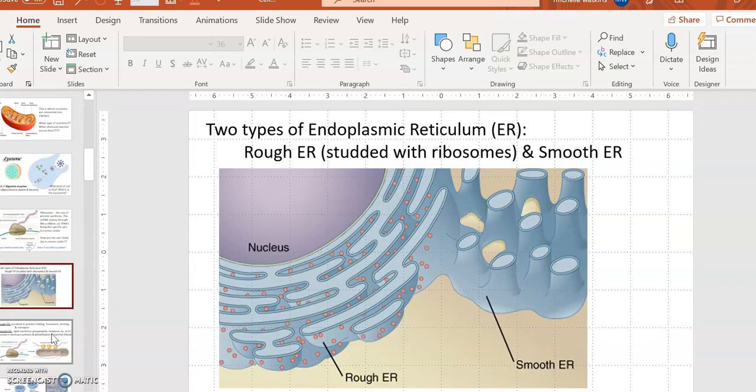Okay, now we get to endoplasmic reticulum. So endoplasmic reticulum is this crazy, strange networking stuff.